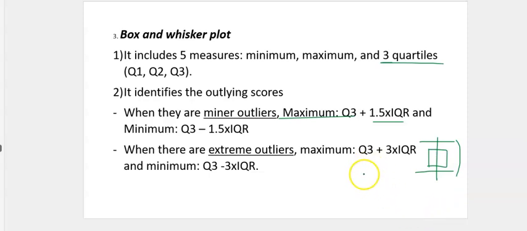When you want to say that these are extreme outliers, you put a 3. So it will be a plus 3, and then a minus 3. Those are the extreme scores. But if they are between 1.5 and the 3, then they are outliers, but not extreme.